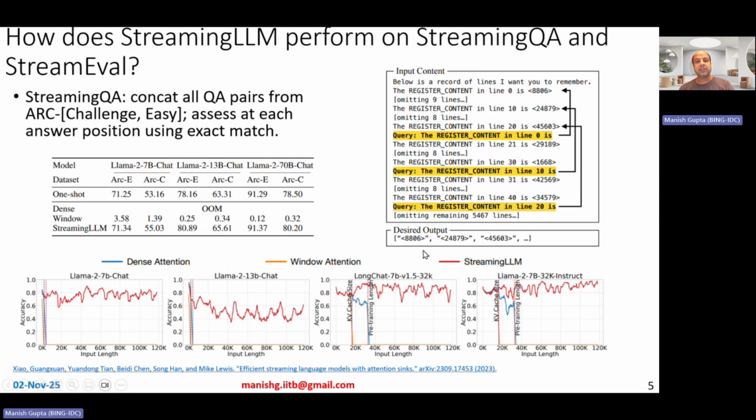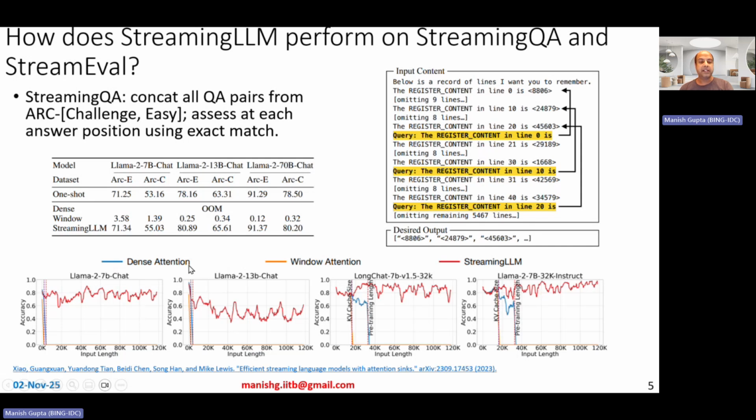On this benchmark, these are the results using different models like the Llama 2 model, Llama 2 chat 7 billion and 13 billion. There are also these Long models which have been trained on very long pre-training sequence lengths. So what do you observe? You observe that across these different models, StreamingLLM retains very high accuracy scores. You see, very high accuracy scores.